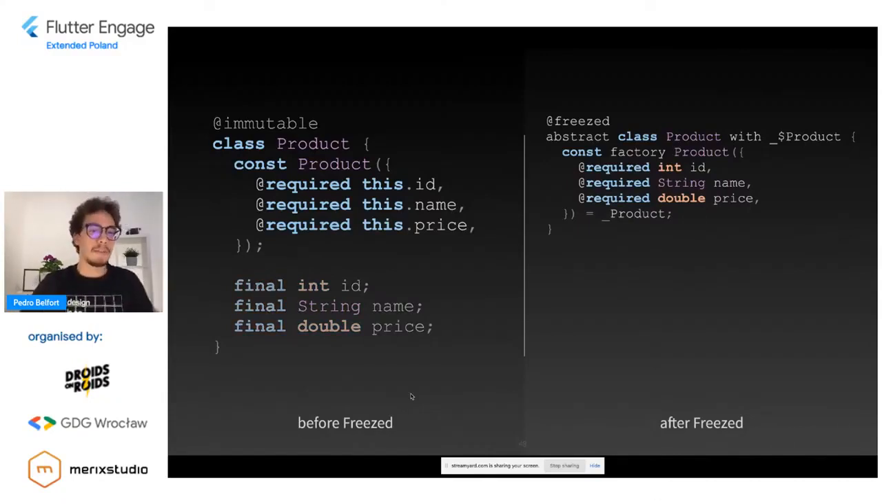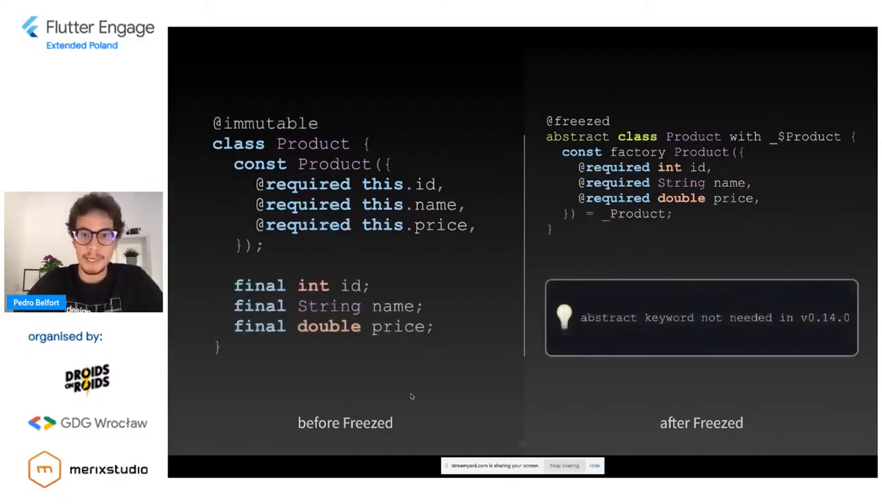The first thing that you might have noticed is that all the properties are not declared anymore within the class, right? So you're just declaring a factory constructor, right? Your class became an abstract class, but be aware, the abstract keyword is not needed anymore in the modern versions of Freezed.